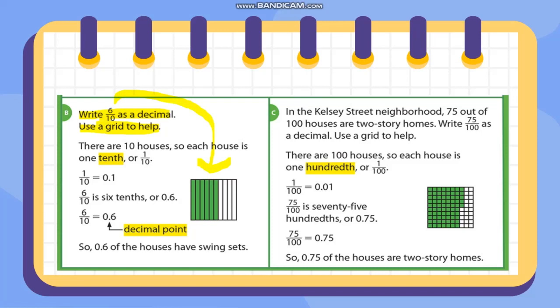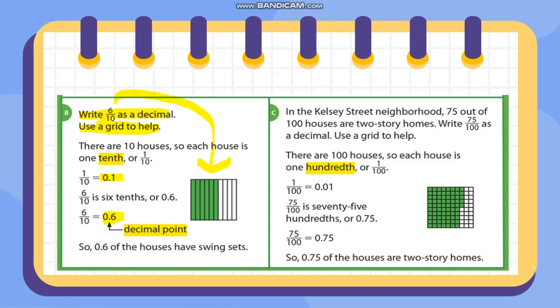So there are 10 houses, so each house is 1/10. So 1/10 is equivalent to 0.1. We read this as one tenth because 1 is in the tenths place. So 6/10 is 0.6. The decimal of 6/10 is 0.6.